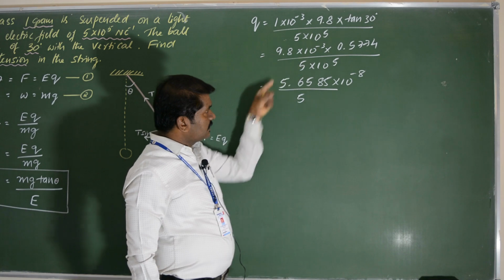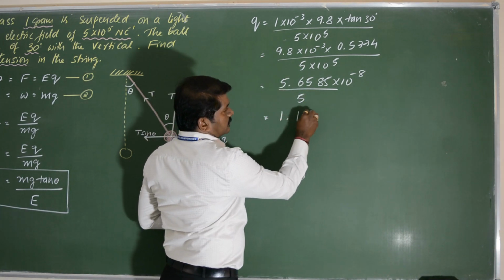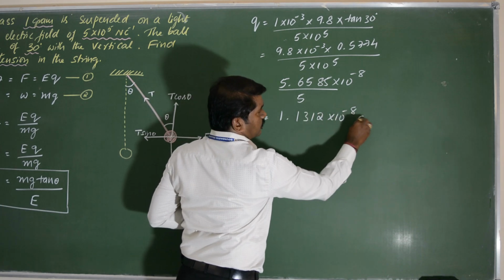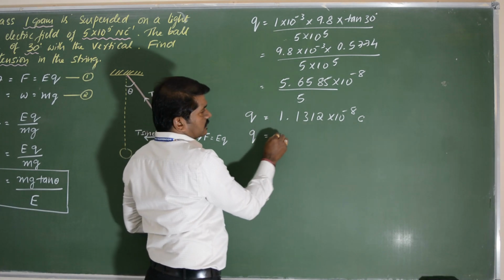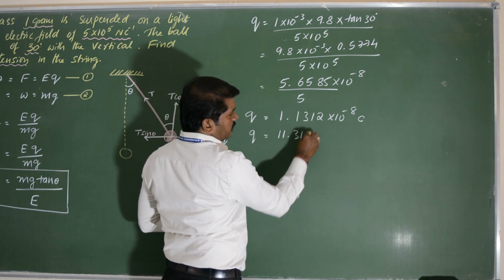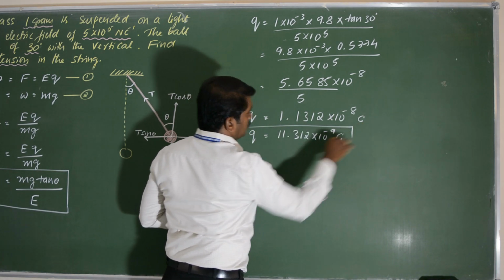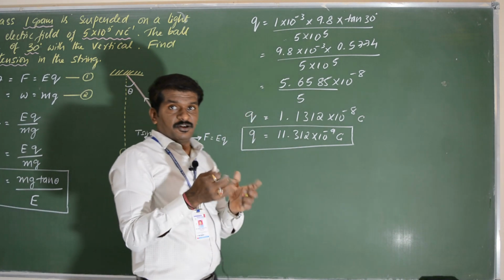So if I calculate using the calculator, then that becomes 1.1312 into 10 to the power of minus 8 coulomb. So this is the value of charge. Or we can also write it like this: 11.312 into 10 to the power of minus 9 coulomb, or 11.312 nanocoulomb. So that is the value of charge.